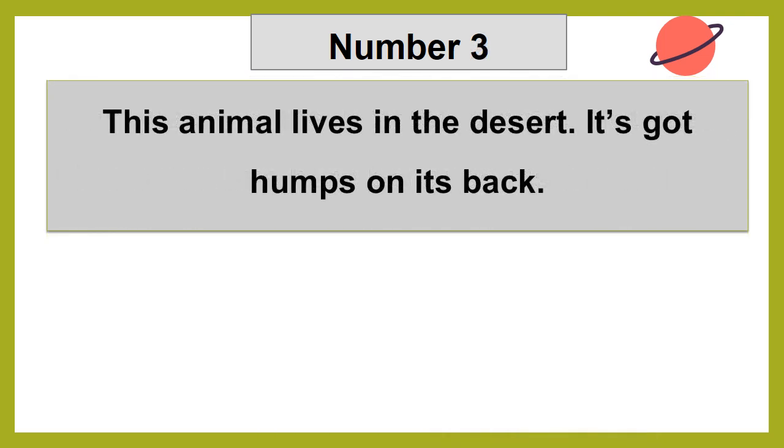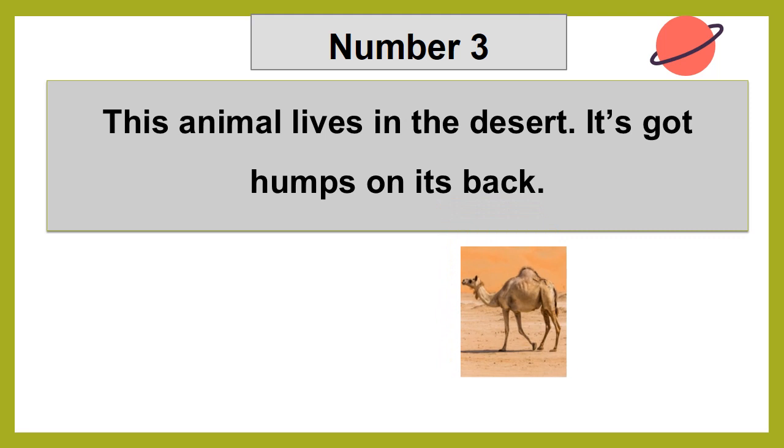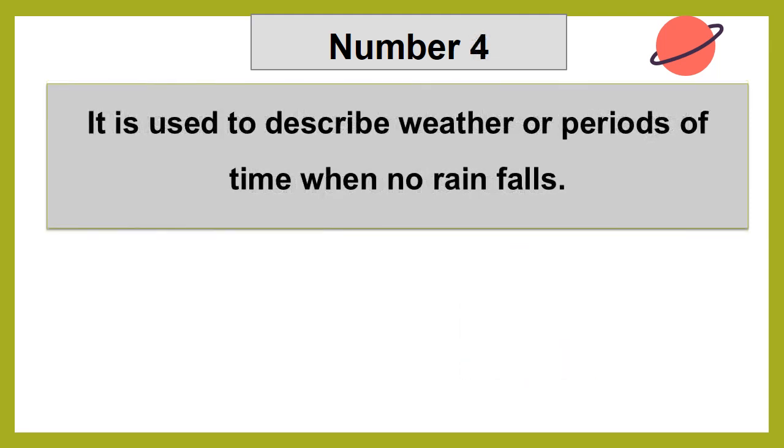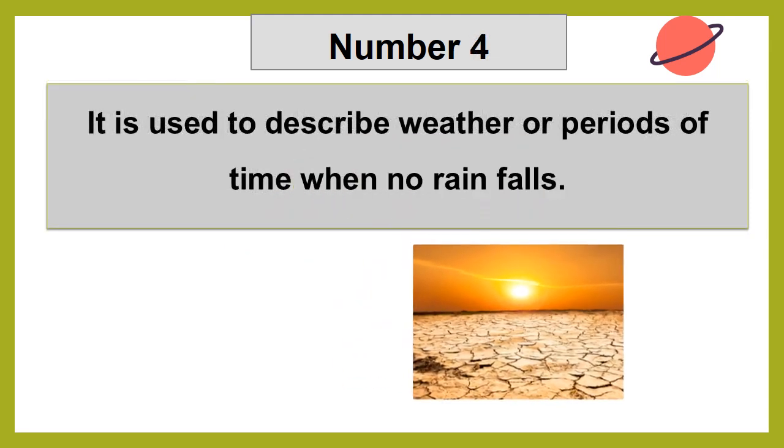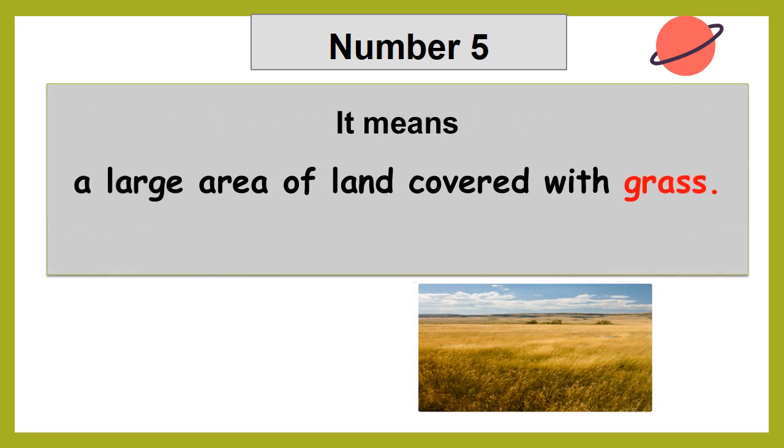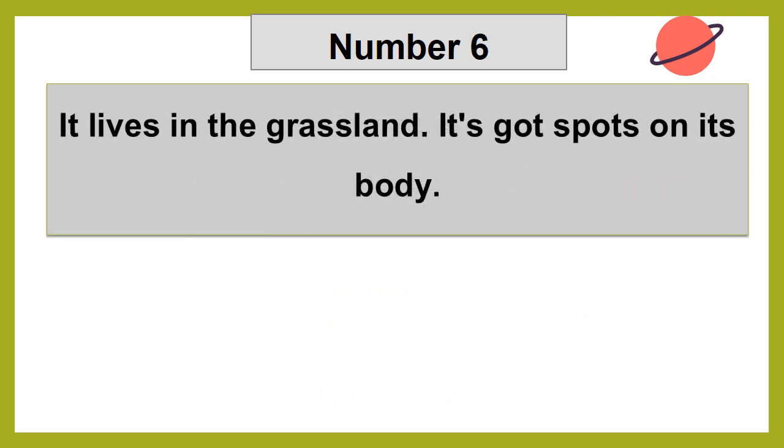Number 3. This animal lives in the desert. It's got humps on its back. Number 4. It is used to describe the weather or periods of time when no rain falls. Number 5. It means a large area of land covered with grass. 6. It lives in the grassland. It's got spots on its body.